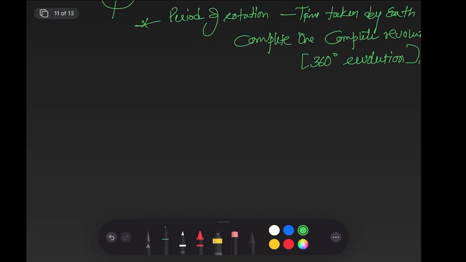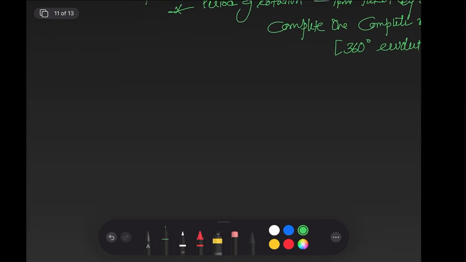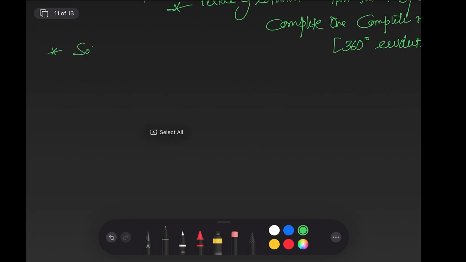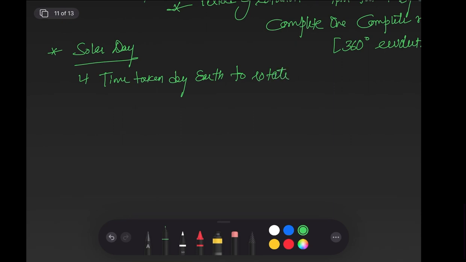So you also know that there is a solar day, sidereal day. What is this solar day, sidereal day? Solar day. Solar day is the time taken by the Earth to rotate on its own axis so that Sun appears in the same position.